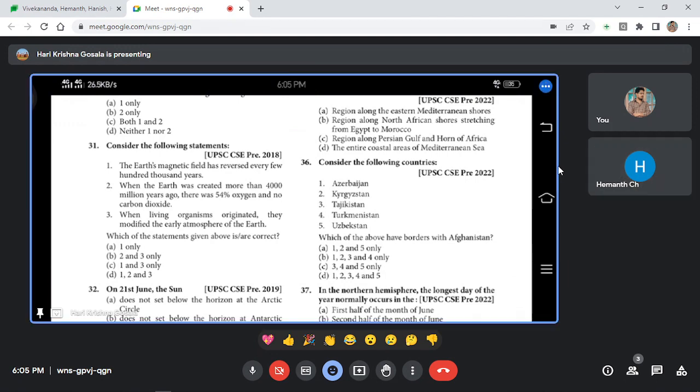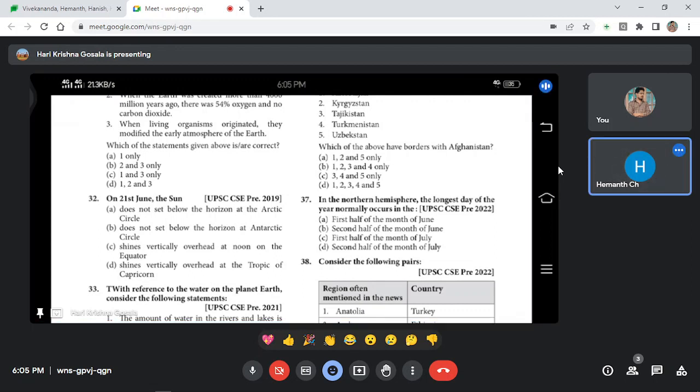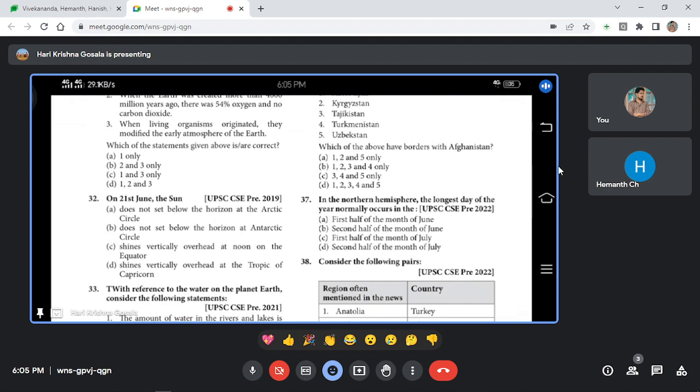See, on 21st June, the sun does not set below the horizon of the Arctic Circle, does not set below the horizon at the Antarctic Circle, shines vertically overhead at noon on the equator, and overhead at the Tropic of Capricorn.